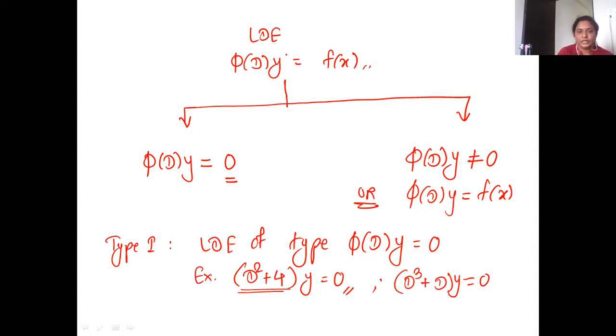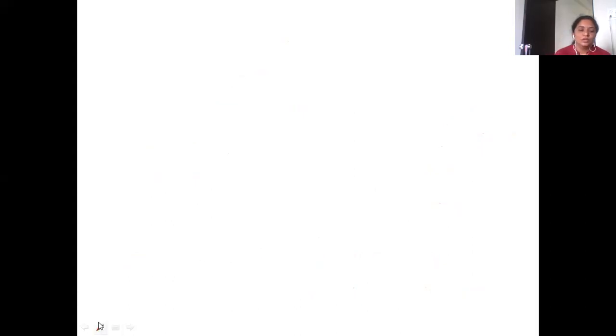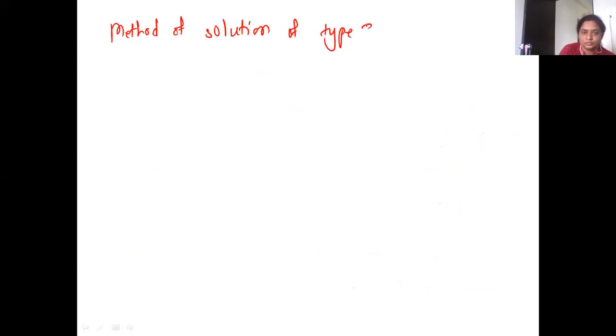Two types of LDE are there, broadly. Type 1 is phi(D)y equal to 0, and type 2 is phi(D)y not equal to 0. So we are saying the type 1 LDE, that is, phi(D)y equal to 0 type of equations. So we are solving the method of solution of type 1, phi(D)y equal to 0.